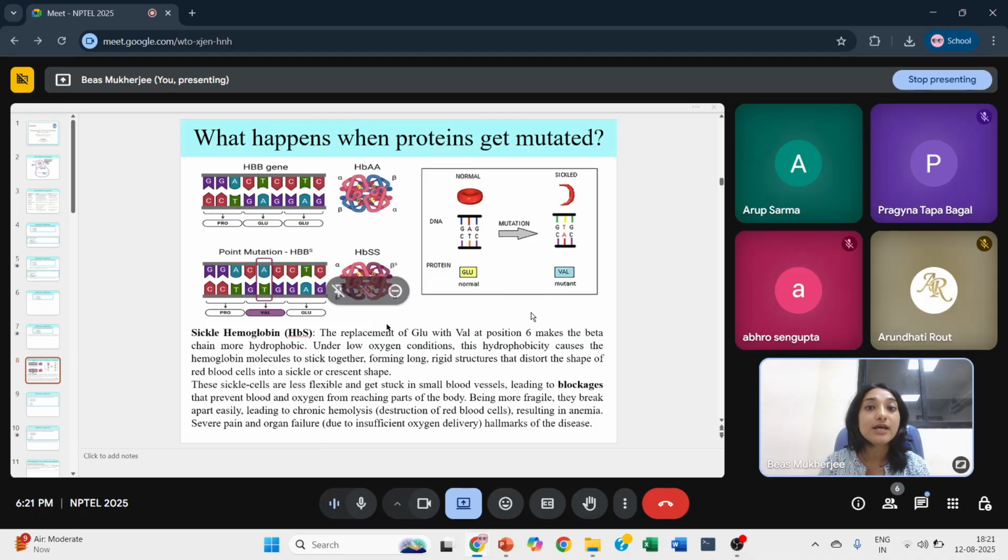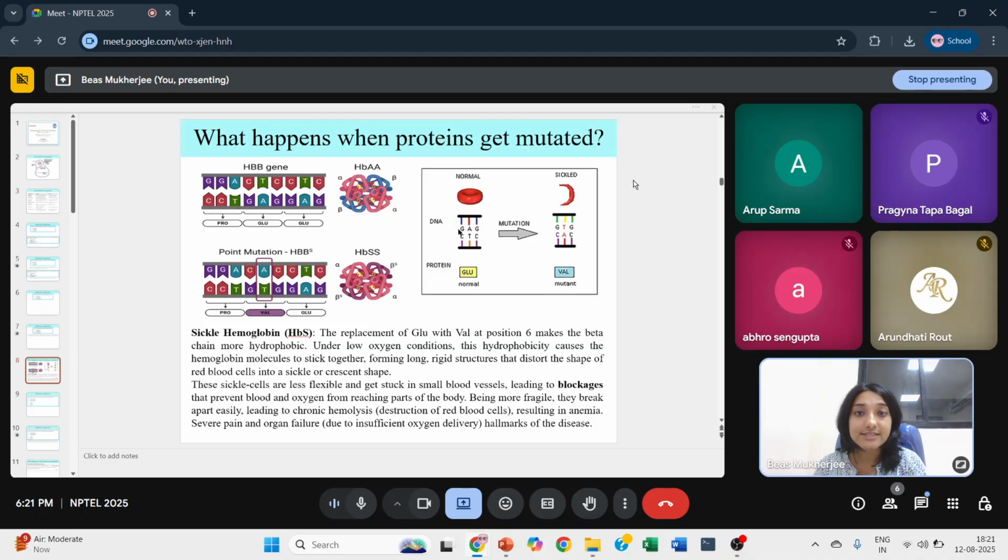See, this is the structure of normal hemoglobin. It is disc shaped. But in sickle cell, it is like the thing with which you cut grass. That is a sickle, right? This crescent moon kind of shape. So what happens is there is a very small point mutation. Point mutation means there is a mutation in one nucleotide in DNA.